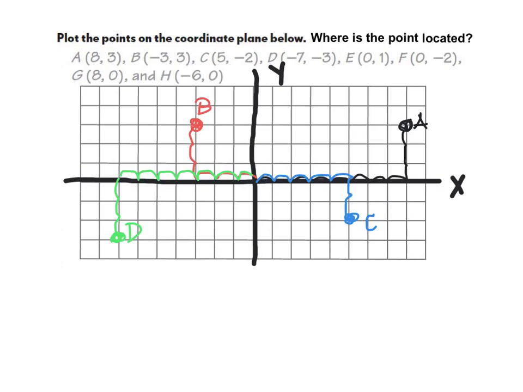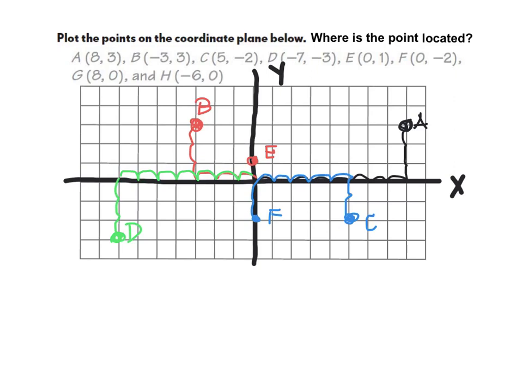I'm also going to plot point E. Point E is here at 0, 1, which means I don't go anywhere left or right. Then I just go up 1, so that's point E. Point F is at 0, -2, which means I don't go anywhere left or right. I just go down 2. And there's our point F.